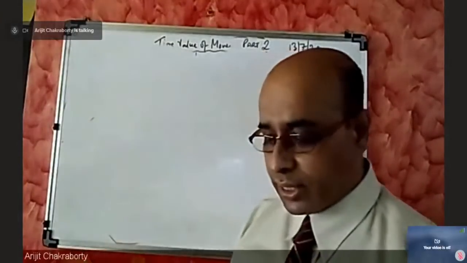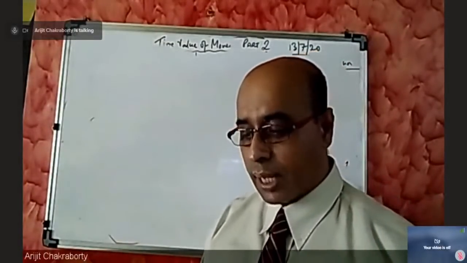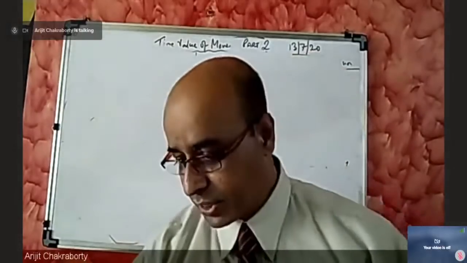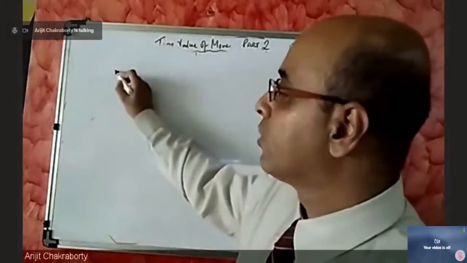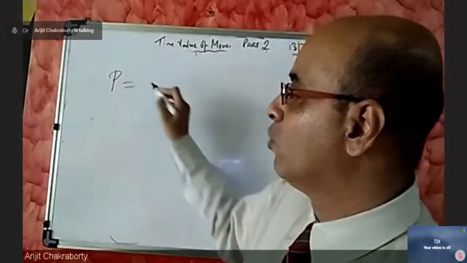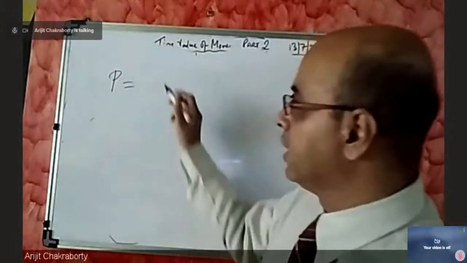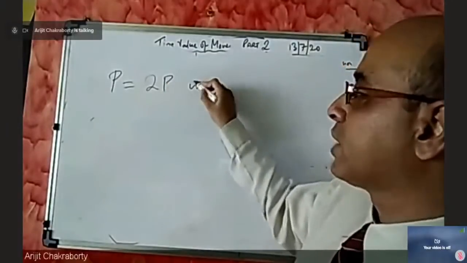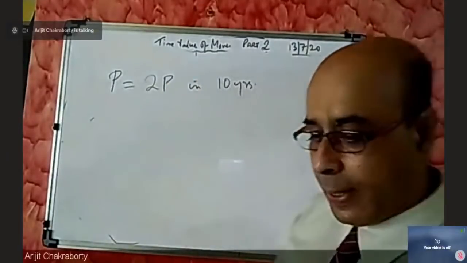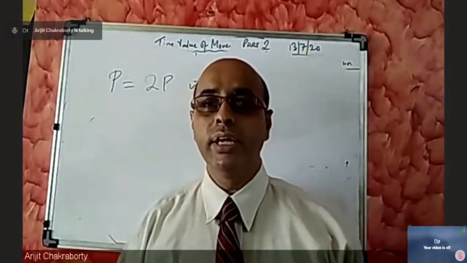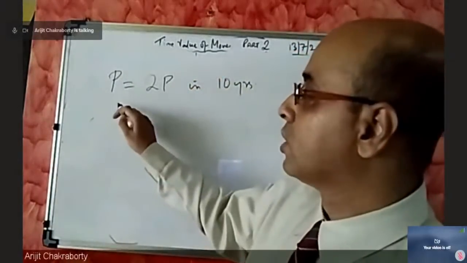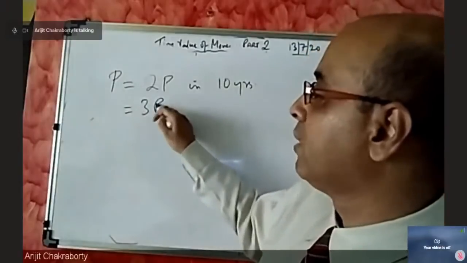First question is a sum of money. Okay, let me take this question. A sum of money doubles itself in 10 years. Right, there's a sum of money P which becomes double in 10 years. So it becomes 2P in 10 years. Okay. In how many years will it become triple? So in how many years will it become 3P?